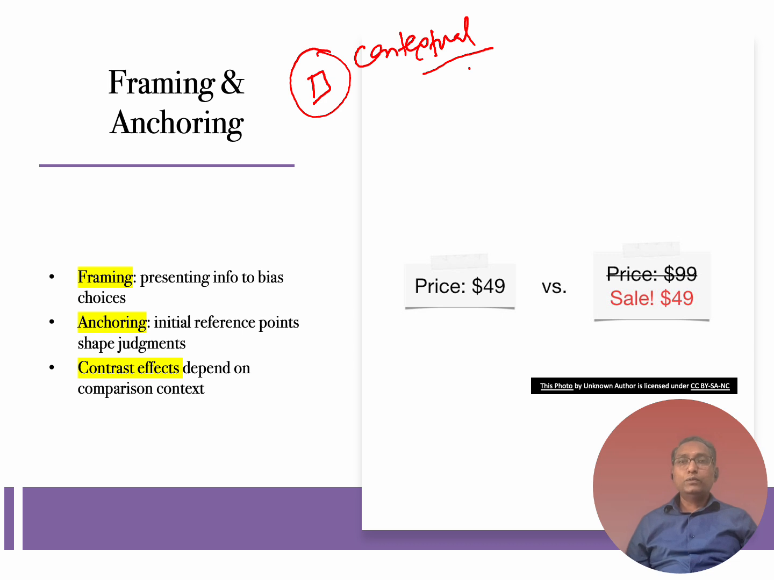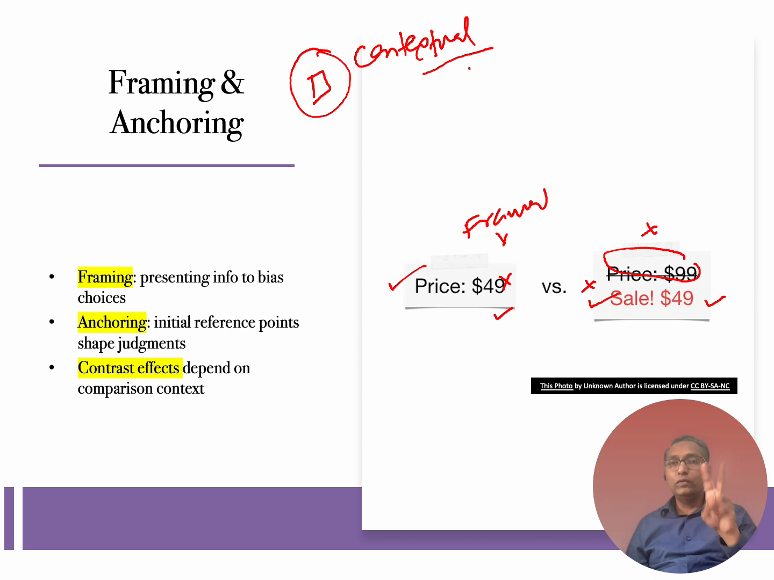Let's say I say, the price of this new shirt is $49, or I say the sale price of this new shirt is $49, although it was $99 before. You see that the same price is presented in two different contexts. In other words, it's framed differently, and people go for one frame over the other. So it's influencing your decision. Does it make sense? So framing is the contextual effect of how you're presenting. One example is framing. The other one is anchoring.